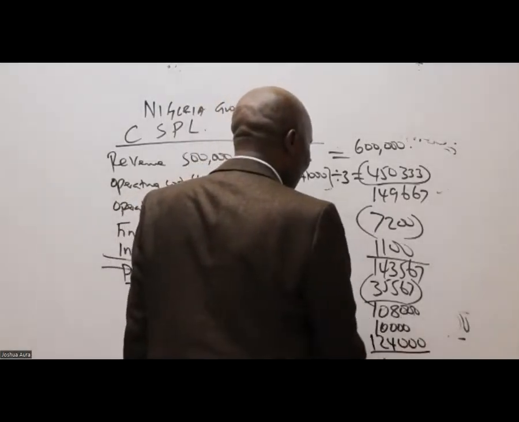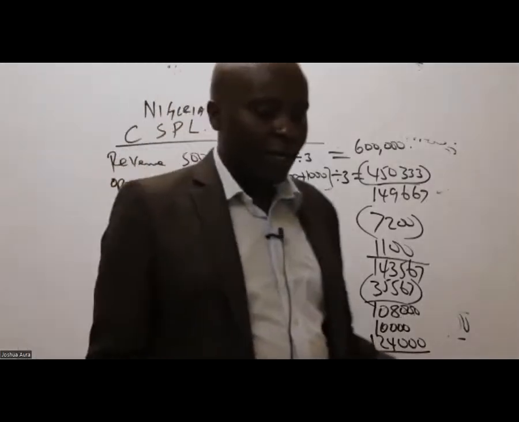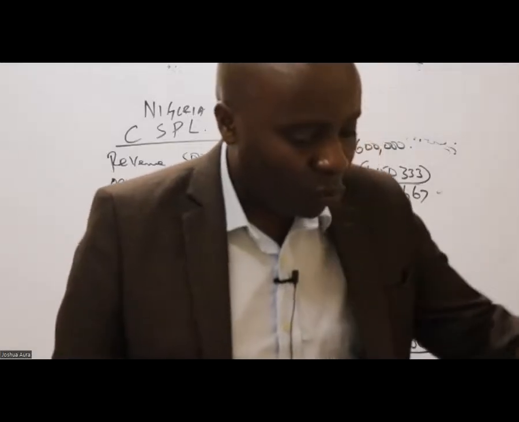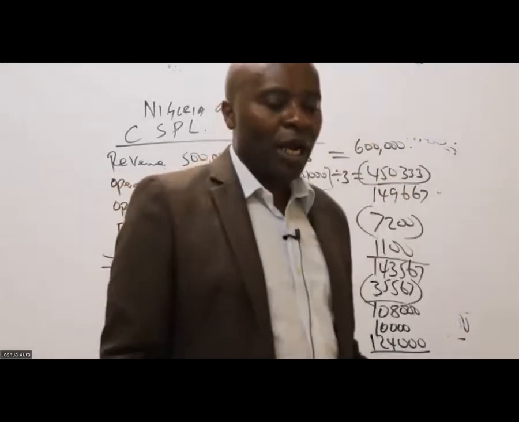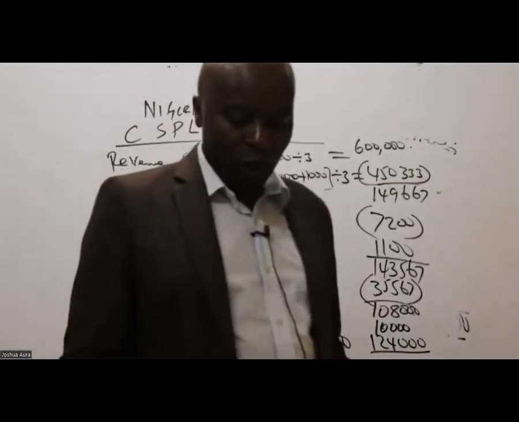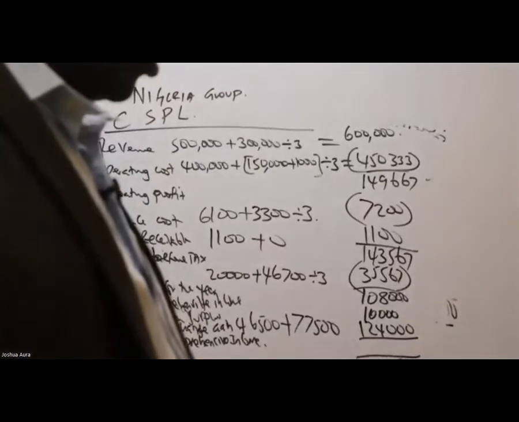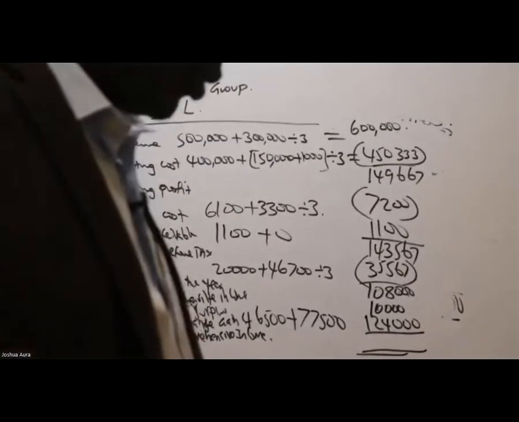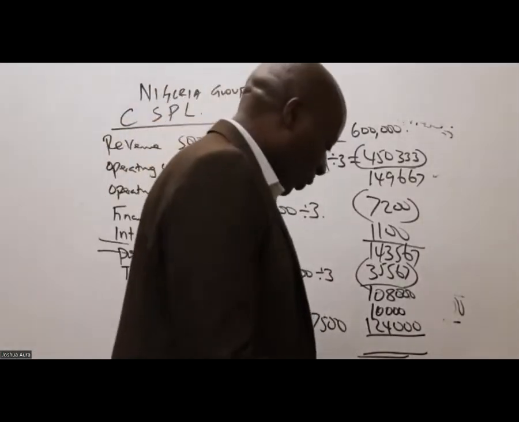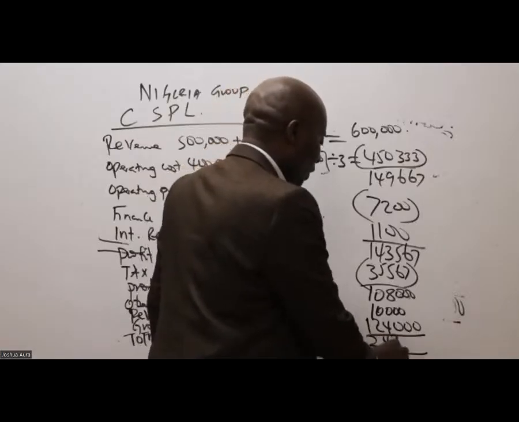So please come and add there for you to be able to give us the total comprehensive income. The total comprehensive income, how much will it come to when you add? 242,000. That is the end of the thing.